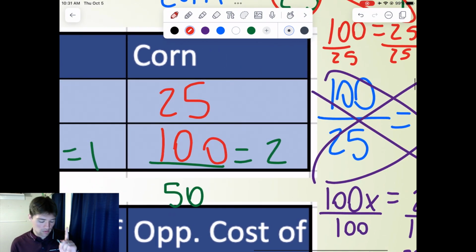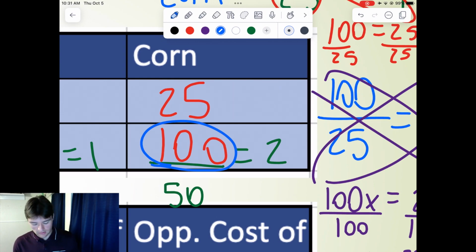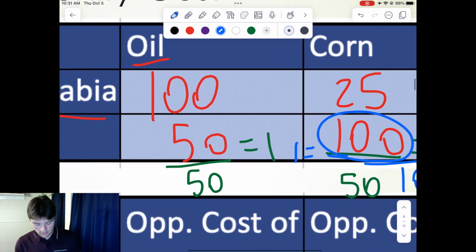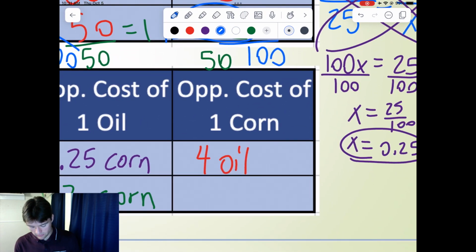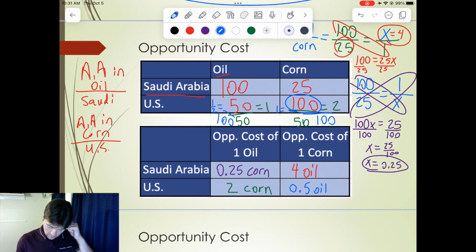If I want 1 corn, and I'm looking at the United States, I have 100 corn. So to turn this into a 1, I just need to divide by 100, because 100 divided by 100 is equal to 1. And because this is math, we need to do it to both sides. So I'll do 50 divided by 100, and that'll equal 1/2, so that'll equal 0.5 oil. So that's how we find the opportunity cost of making oil and making corn.